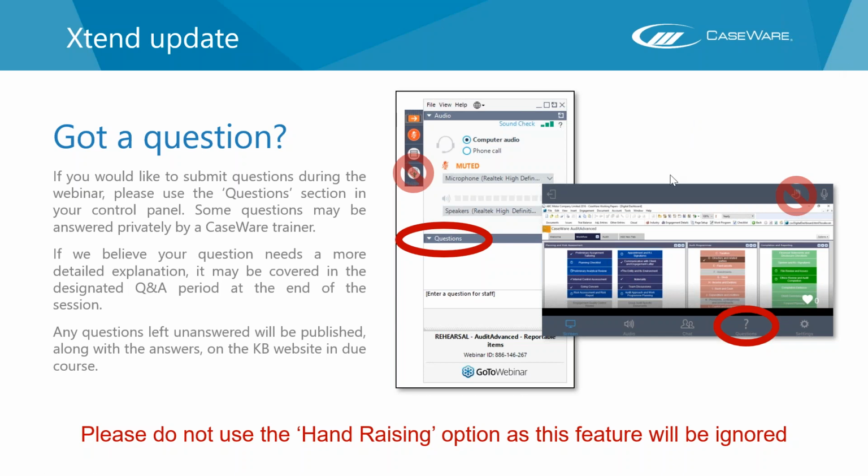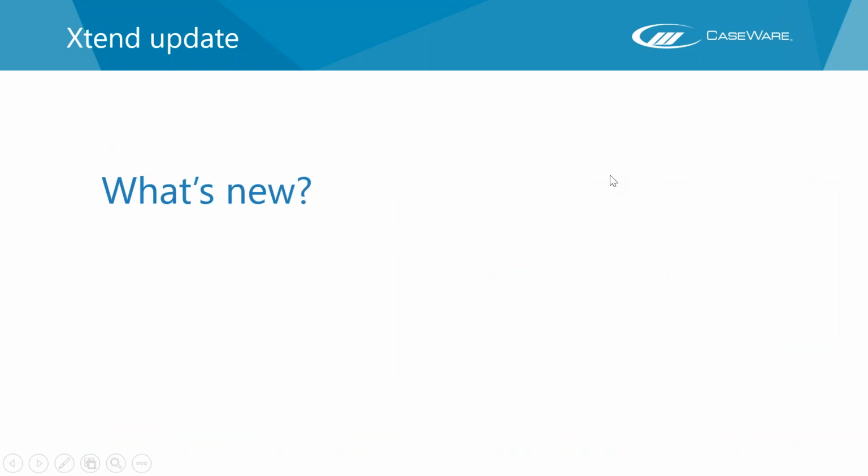Thanks, Georgie, and good afternoon, everyone. My name's Matt. I'm the product owner for Smart Engagement. Smart Engagement is the platform on which Xtend has been built. So just before we get into the actual product, I just want to run through what's new, what we've changed, and really the reasons behind it.